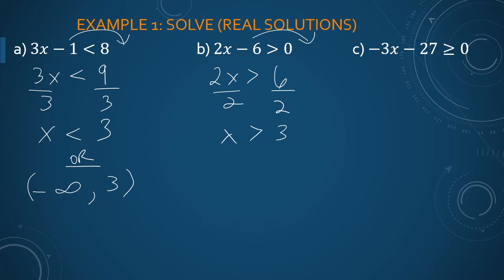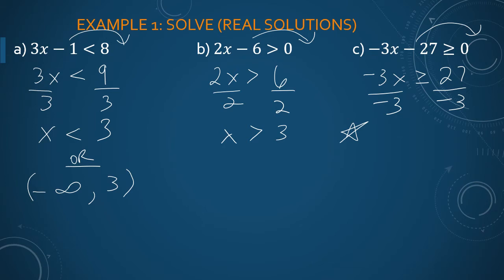C. Same idea. Bring this over. That's going to become plus 27. Negative 3x is greater than or equal to positive 27. Divide both sides by negative 3. Now here's where you have to kind of take note and pay attention.